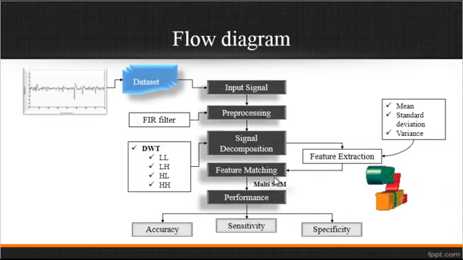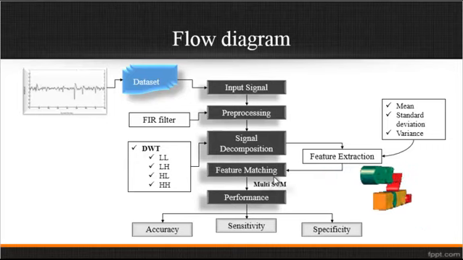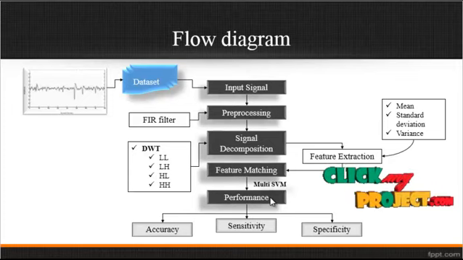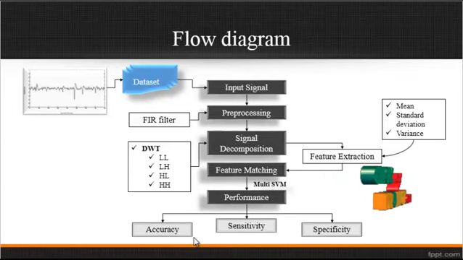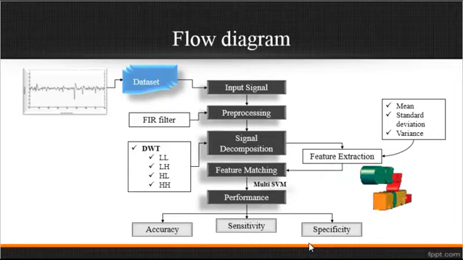In this classification step, we identify whether the input signal is a normal one or a drowsiness one. After classifying the data, we move on to the performance estimation by using accuracy, sensitivity and specificity. By using this performance estimation, we can justify whether our process is efficient or not.